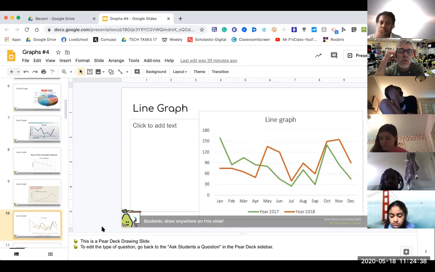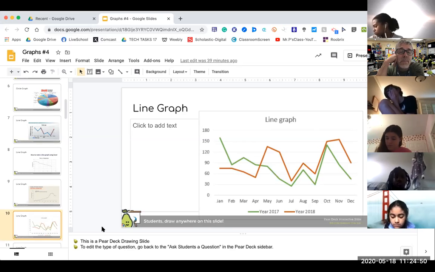And Mason, what do you notice about the graph? They also have a line that's red, and it represents 2018. We don't know what it is. It could be anything, right? Could this be temperature change?